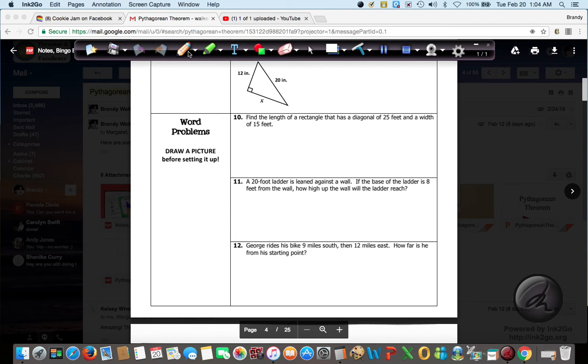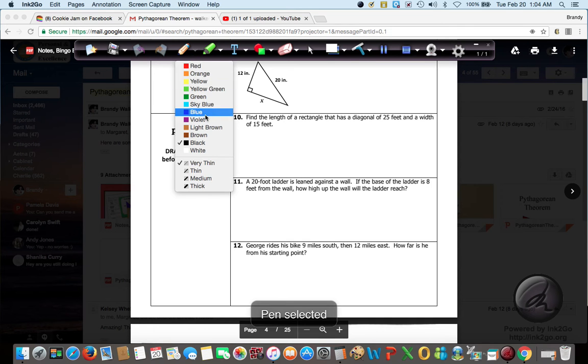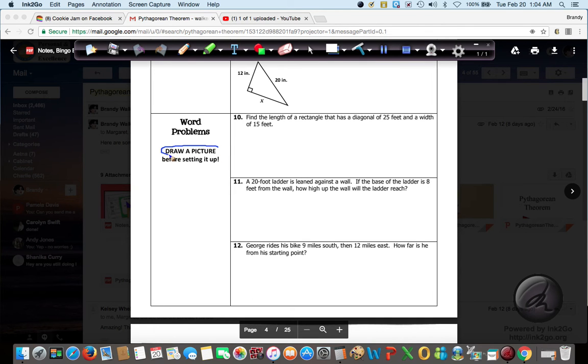The most important thing with word problems is going to be drawing a picture. If they don't give you a picture, this is how you can show work on a test or a worksheet, is to draw a right triangle. It doesn't have to be pretty. It just has to be a right triangle that you can label the sides so that you're able to solve for the missing side. All right, let's look at number 10 here. Find the length of a rectangle that has a diagonal of 25 feet and a width of 15 feet.